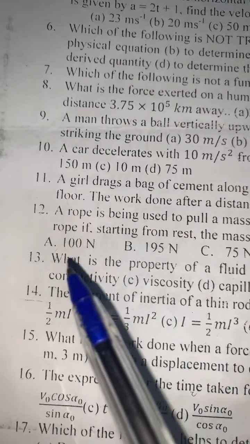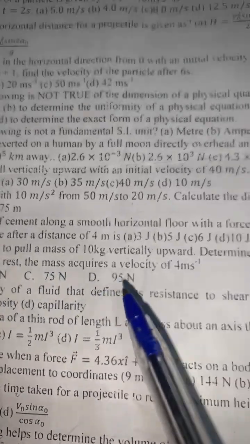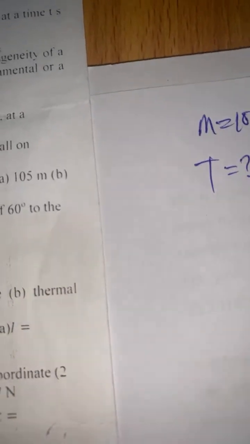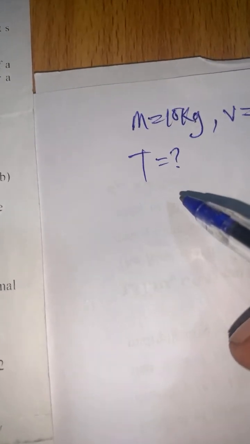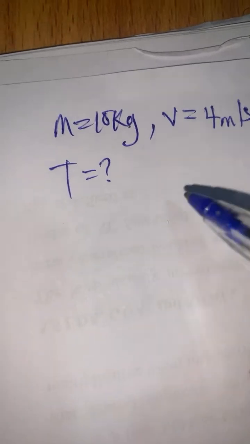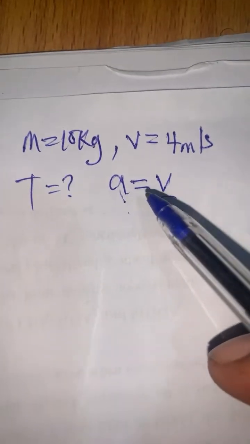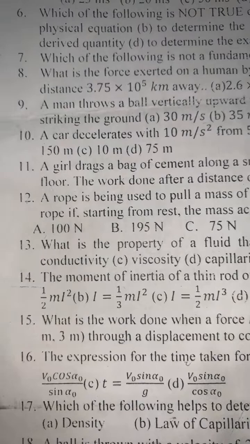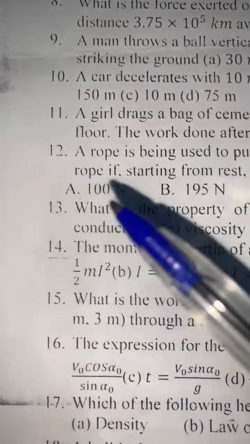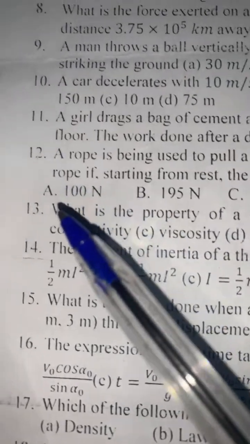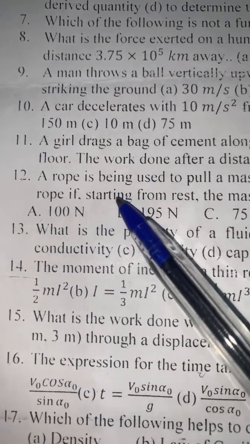So that is it. The way you need to go about this is that we need the force needed to pull the mass of this 10 kg with acceleration A, which should have been V over T. That's the first approach. But V is given, T is not given. If T is not given in this question, it means the question is not complete.